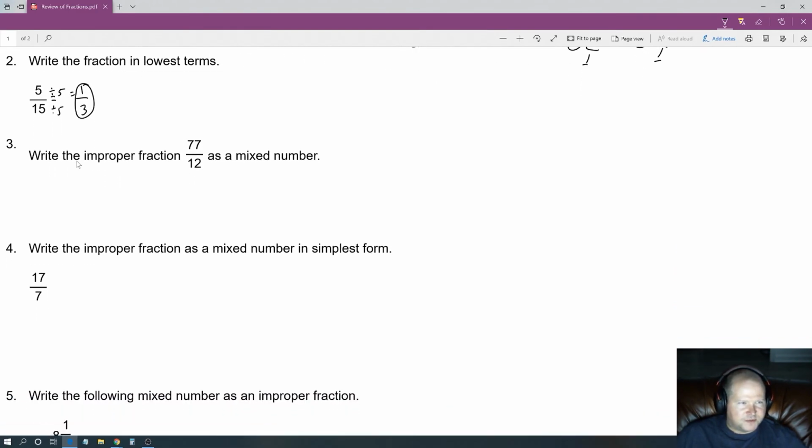So whenever the fractions are pretty small, you probably just want to use a common factor, the greatest common factor. As they get more complex, you may have to move on to using the prime factorization method.